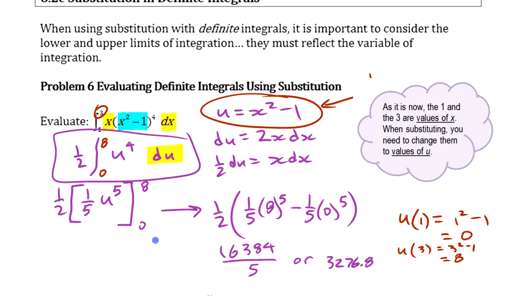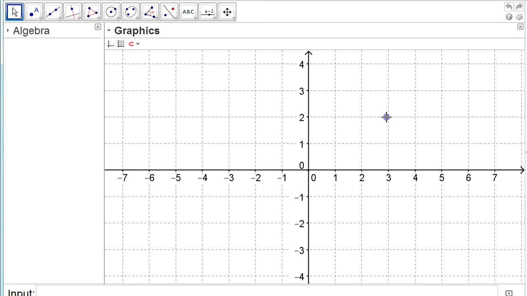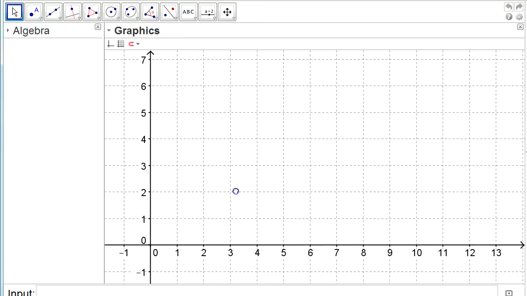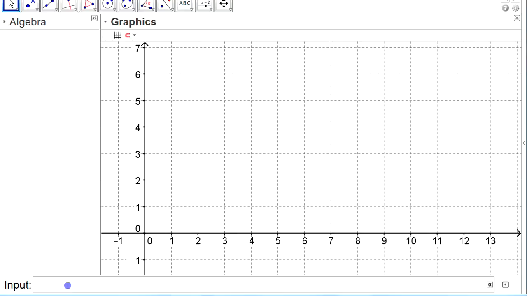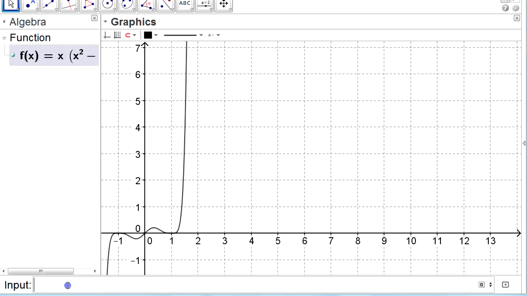Now, before we're finished here, we're going to look at this graphically. Number 1, to check our answer, and number 2, to get a better sense of what's going on here and why we have to change these boundaries of integration when we're using substitution with definite integrals. So if we go to a graph, we're going to have to put our two functions in. Let's move this up. Our first function, we're just going to put in x and x squared minus 1 to the power of 4. Okay, that is going to be in there as f.